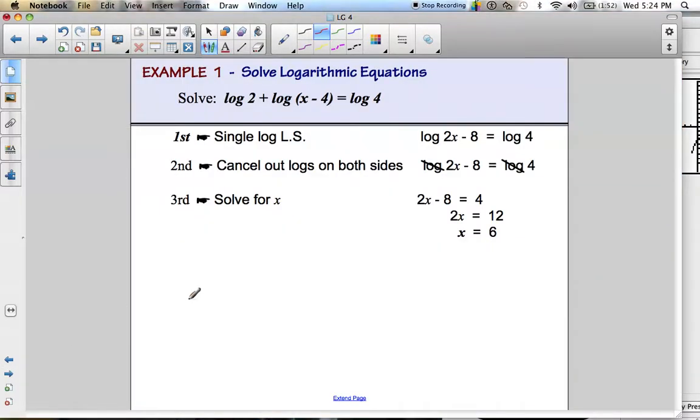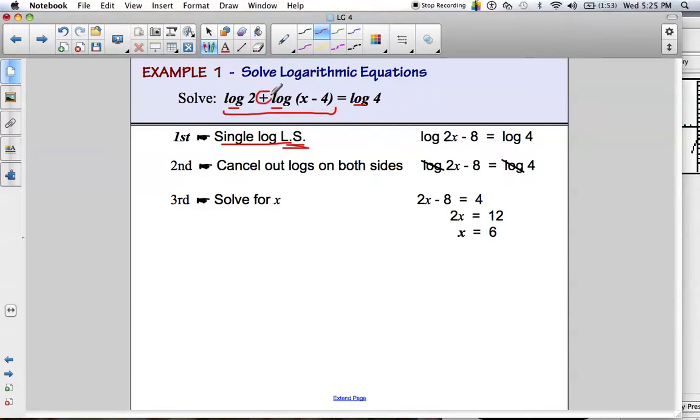Okay, example 1. We have to solve, which means we're solving for x here. And we have a log, and a log. Okay, so these are the steps we're going to do. The first thing you want to do is single log the left-hand side. So this left-hand side of the equation, we want to take the two logs and make them into a single log.